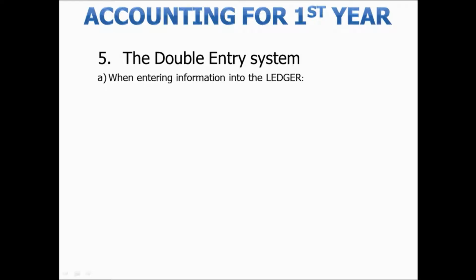Let's have a look at the all-important accounting process known as the double entry system. When entering information into the ledger, there are a few important points to remember when recording the business transactions. First of all, you need to ask yourself, what is the effect of the transaction going to be on the basic accounting equation, or the BAE?